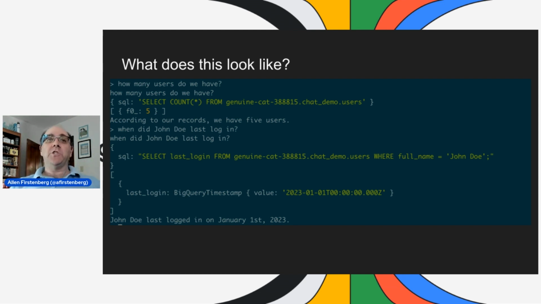What about us asking when John Doe last logged in? Well, it knows that John Doe sounds like a full name, so it's going to be setting up a query against the full name, and it's going to be getting the last login field from this. The result that it gets back is, again, a fairly straightforward data structure, although it indicates it's a BigQuery timestamp that has a value in it. It has a full date and time, but all that it returns to us is the date.